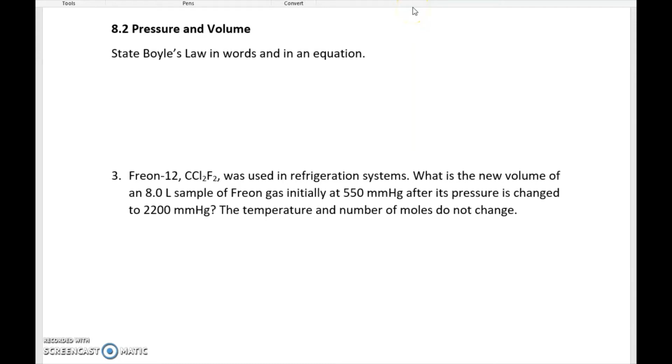Gases have 4 properties. We have volume, pressure, temperature, and number of moles. As we study Boyle's law, we'll be holding the temperature and the number of moles constant and looking only at how volume affects pressure. So what we will find is that if we increase the pressure, the volume will decrease. These two properties are inversely related.